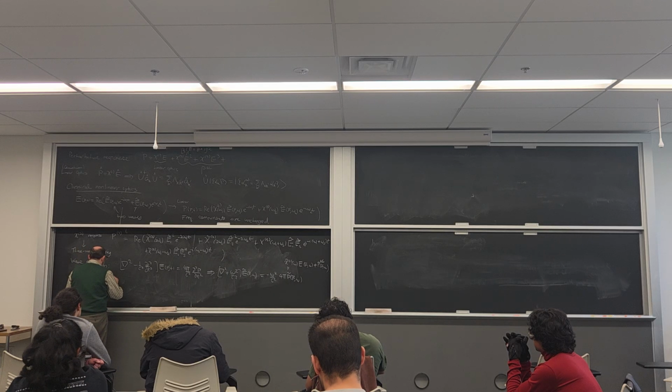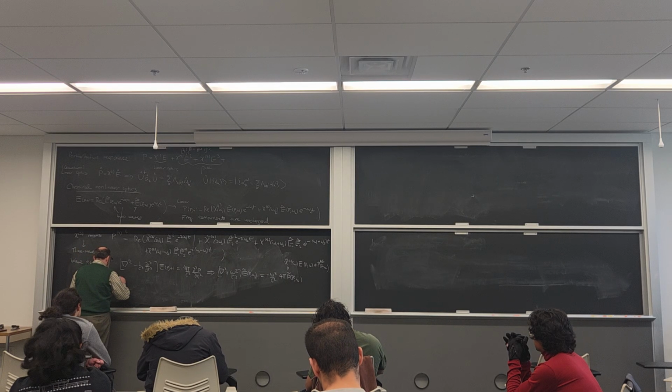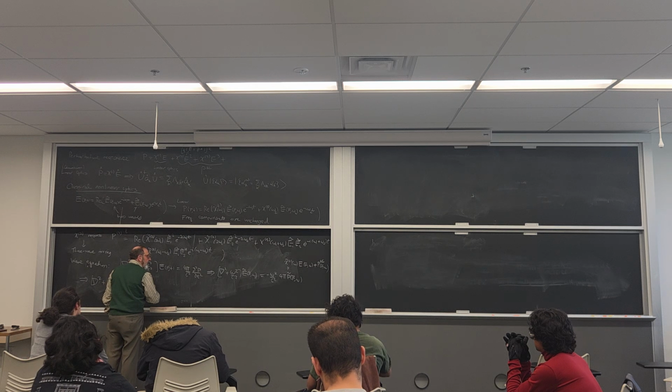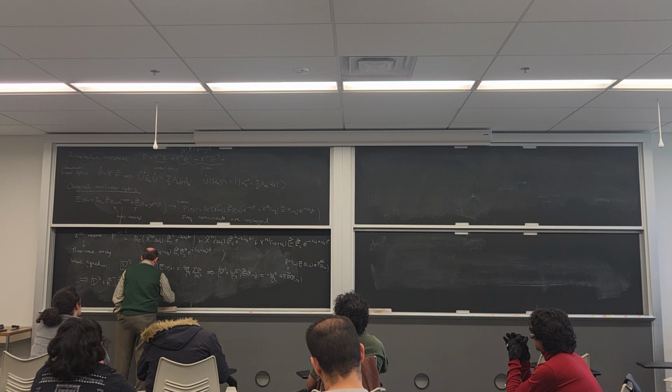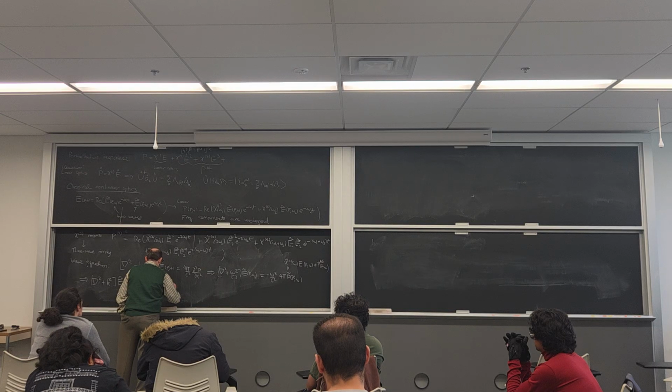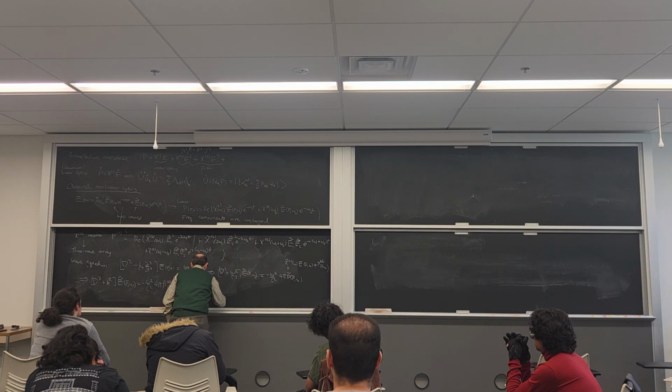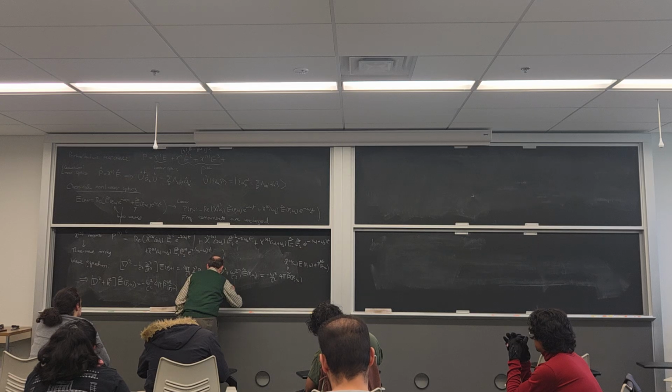Del squared plus k squared E is equal to minus omega squared over c squared times 4 pi P nonlinear, where I've defined k squared as omega squared over c squared times the index of refraction squared.